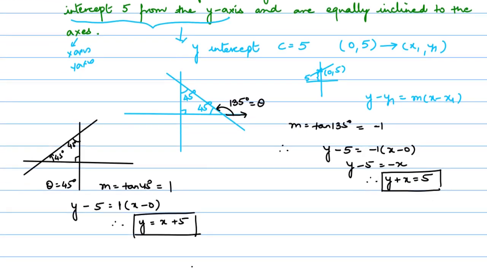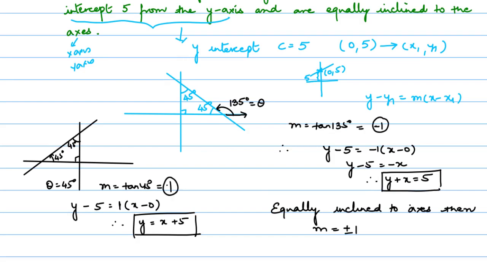Now, the point to remember here is whenever the question says equally inclined to the axis, then there are two possible values of m, plus 1 and minus 1. This point you will have to remember.